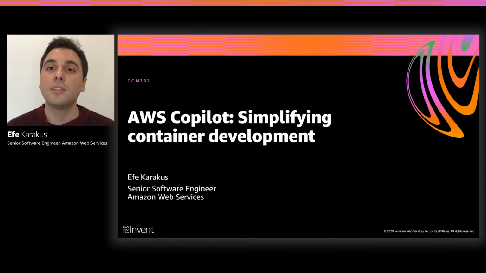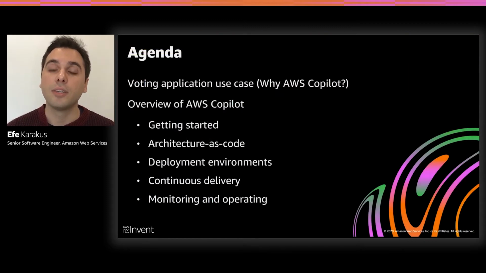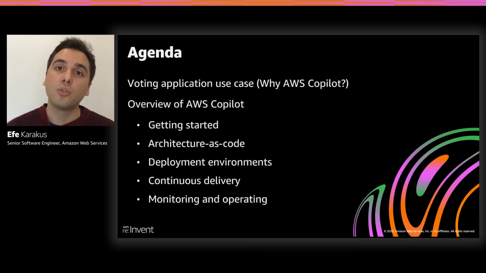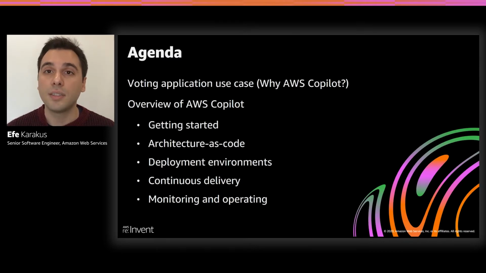So in today's agenda, we're going to take a look at how to build a containerized application on AWS and all the challenges that come with it. Then we're going to see how the AWS Copilot CLI helps us solve these challenges. And then we'll see an overview of all the features that are offered by the CLI. So what is architecture as code? How do we create multiple deployment environments that are in different AWS accounts and regions? How do we create a continuous delivery pipeline? How do we monitor and operate these services in my application?